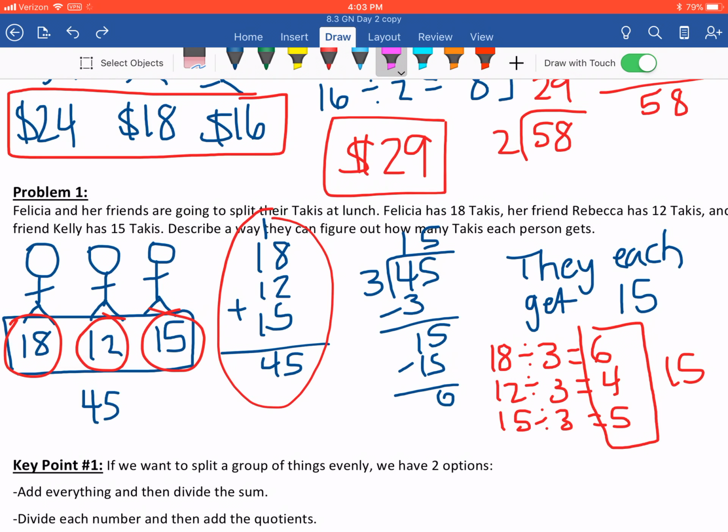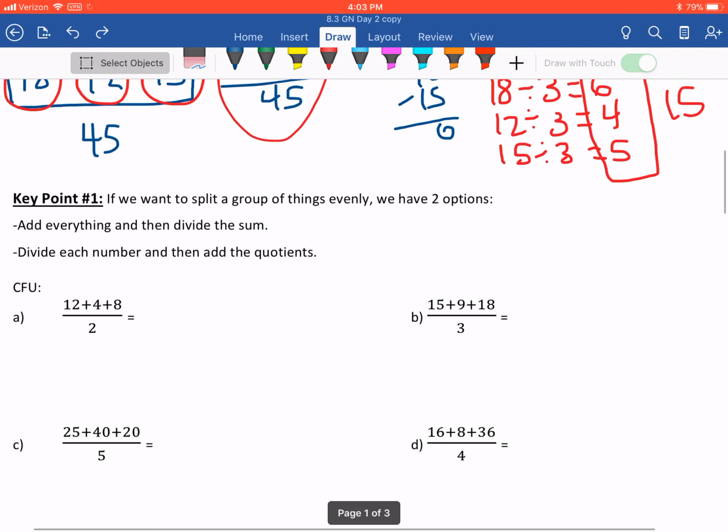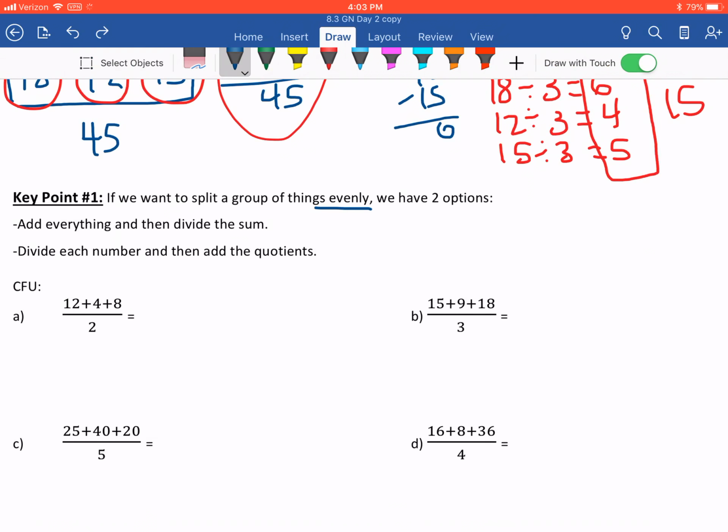The order didn't matter. So that brings us to key point number 1. If we want to split a group of things evenly, there's 2 options. First, add it all and then divide the sum, or divide each number and then add the quotients. That sounds a little bit more confusing than it actually is, and we'll get to a check for understanding in a second.